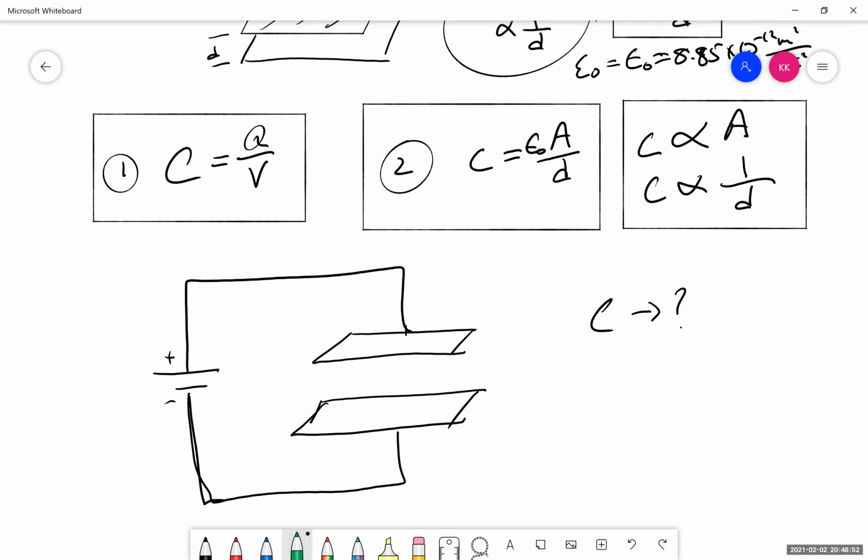The answer is yes. Remember, I said that we start with air or vacuum between the plates. So what if we have some kind of other insulating material between the plates? That's something we're going to be exploring as well. It is known as a dielectric.